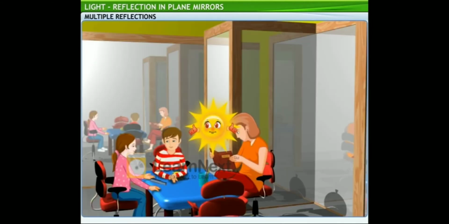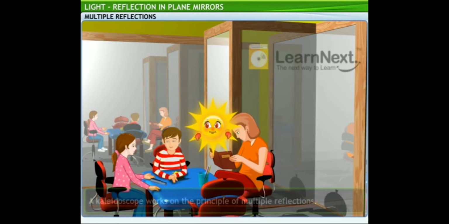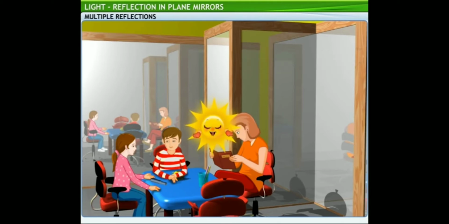Is it due to reflection of light? Well, yes, but a kaleidoscope goes a step further. It works on the principle of multiple reflections. Oh, how's that? Well, you can see innumerable reflections of yourself in these mirrored walls, right? A kaleidoscope utilizes the same phenomenon.